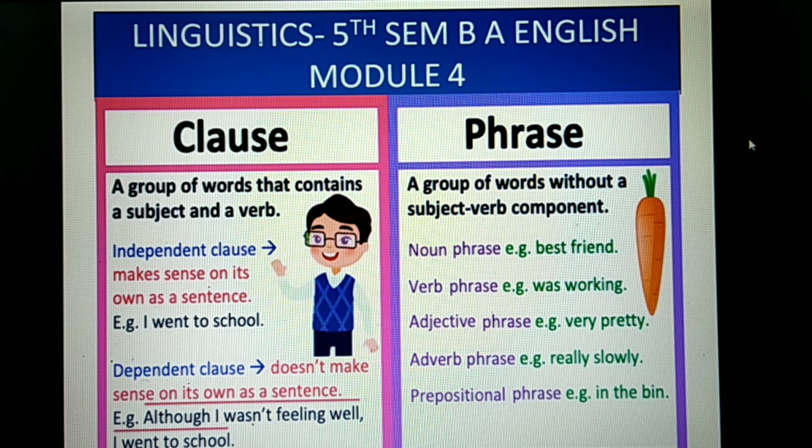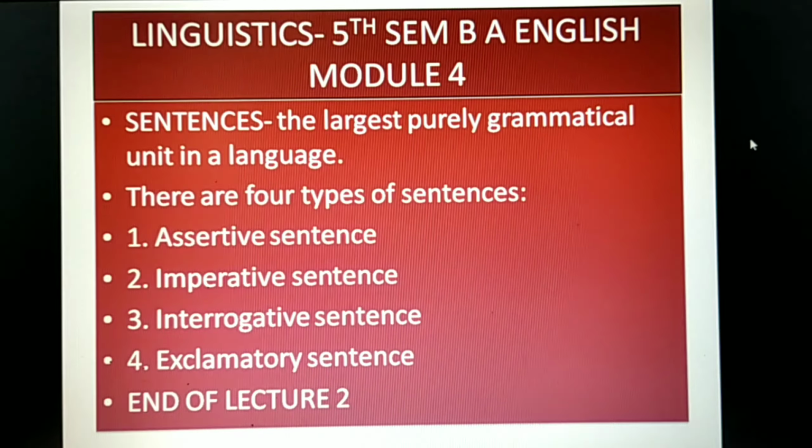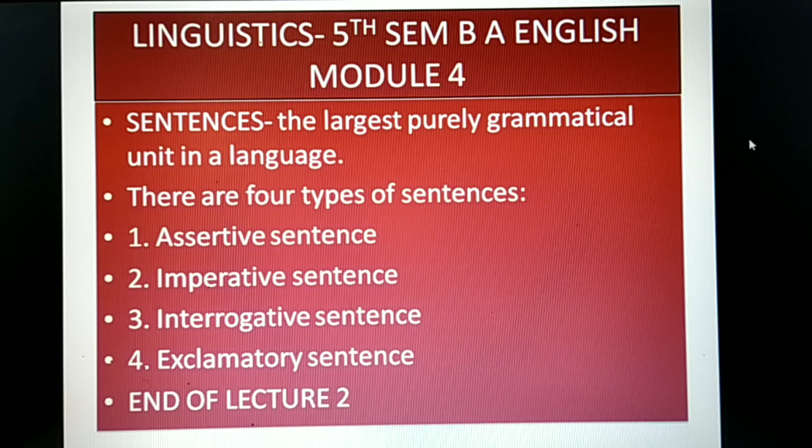We know that a sentence can be defined as the largest purely grammatical unit in a language. So, a sentence is a group of words which have a subject and a predicate and which is arranged in a particular order and which give us a complete idea. And we know that there are 4 types of sentences.